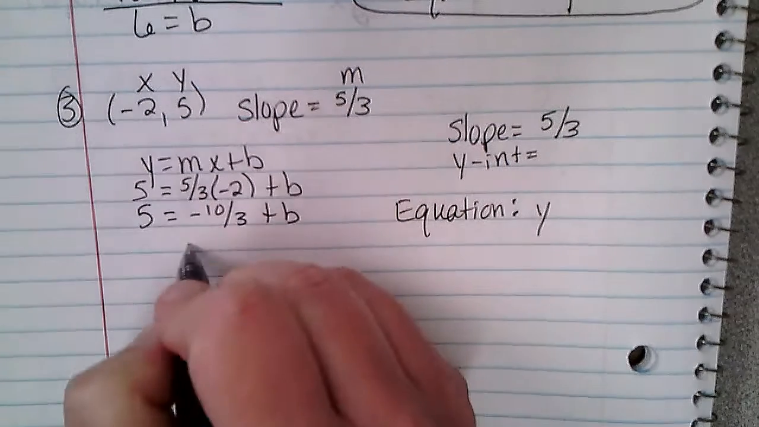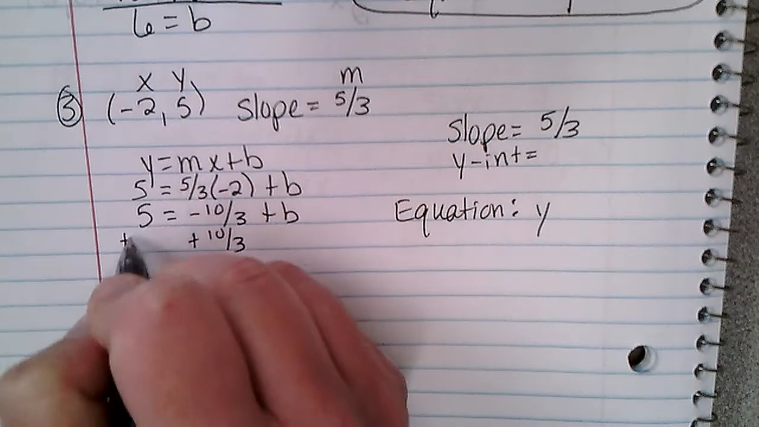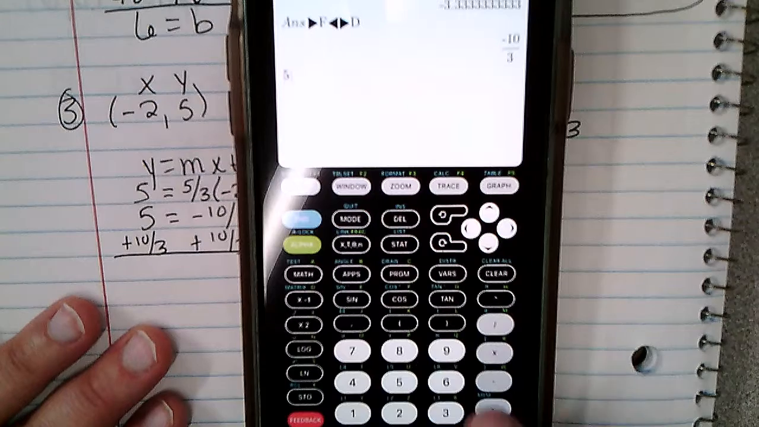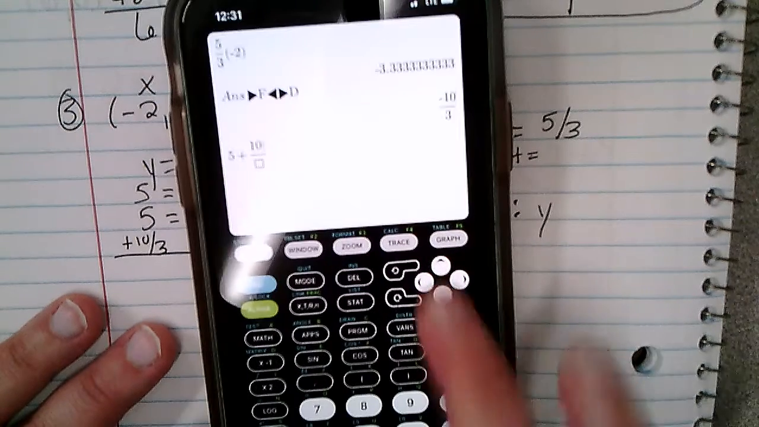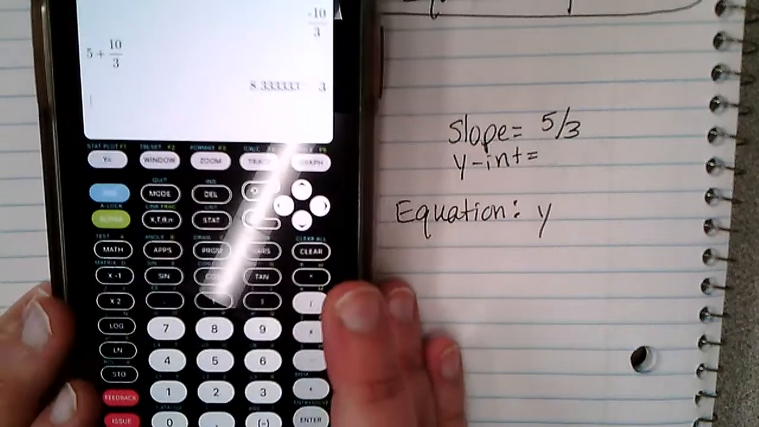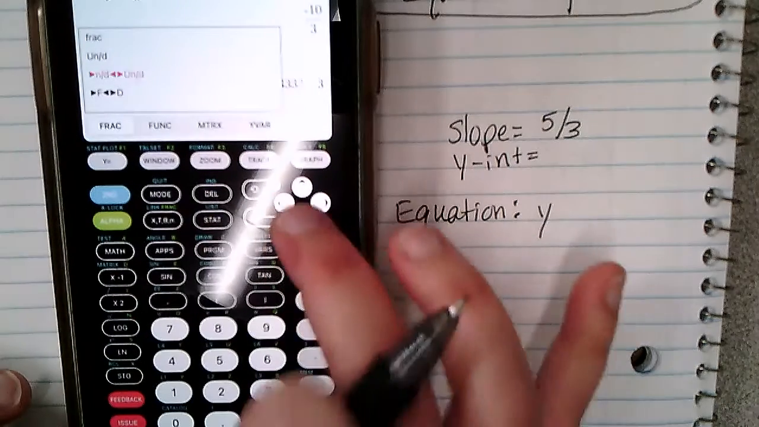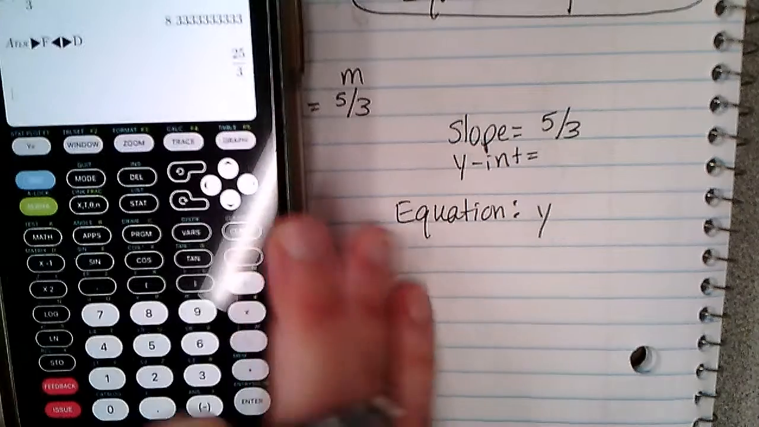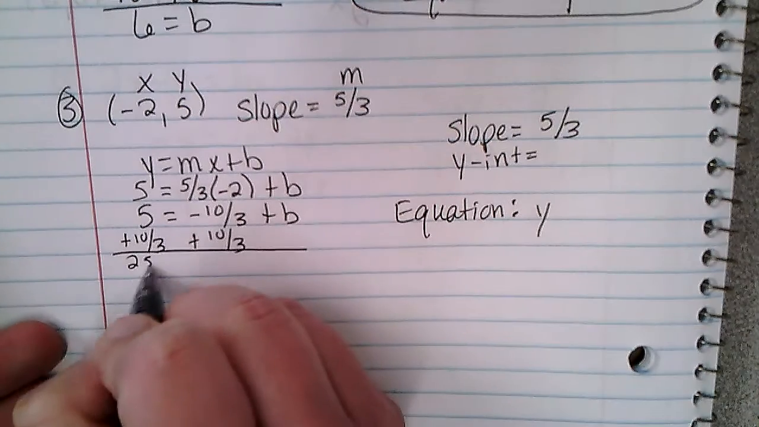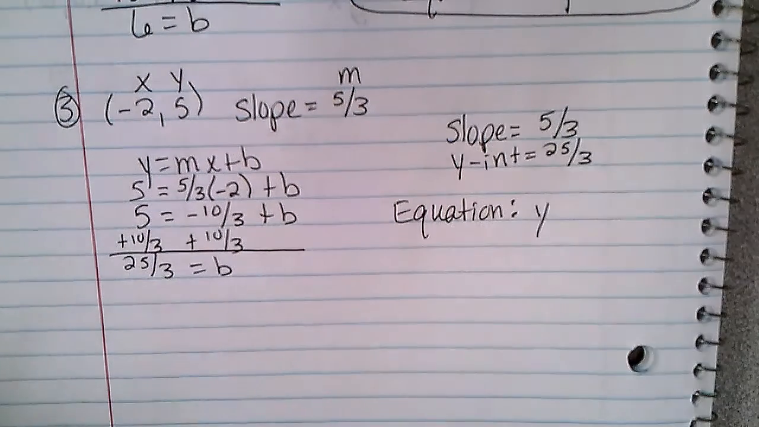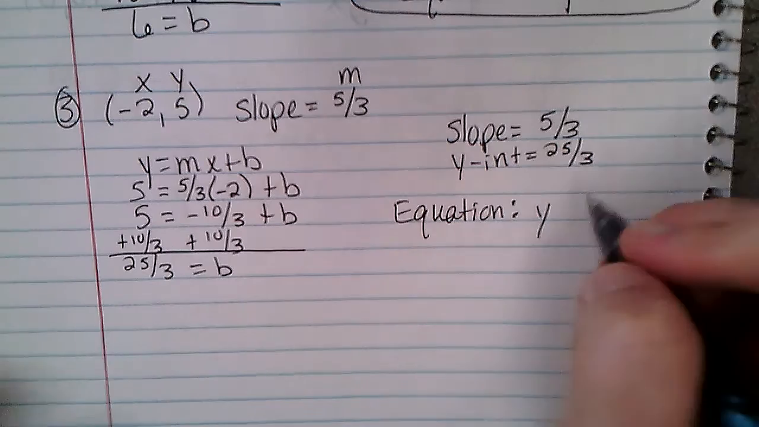Cancel out -10/3 by adding 10/3. So we'll do 5 plus alpha y equals 10/3. Again, I get a decimal. Going to go back to that alpha y equals and use that fraction to decimal converter. And I get 25/3 as my y-intercept. So let's talk about why I would prefer a fraction there instead of a decimal.